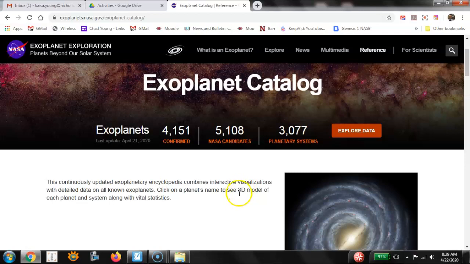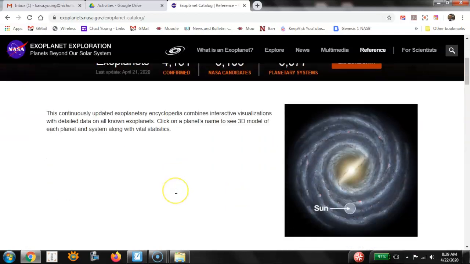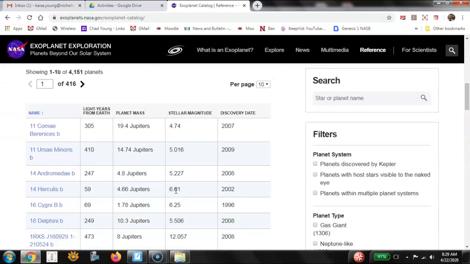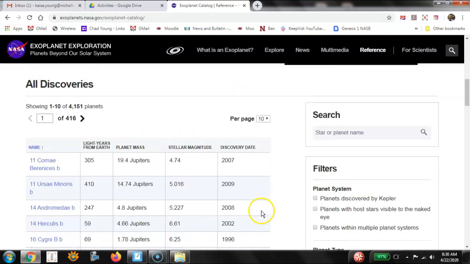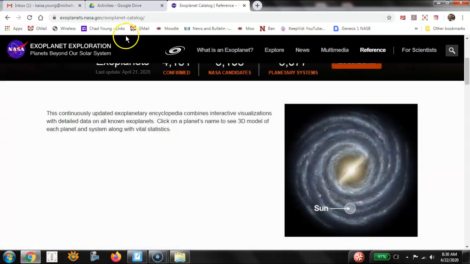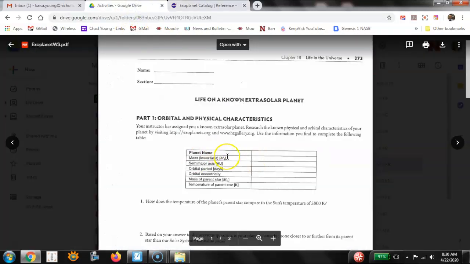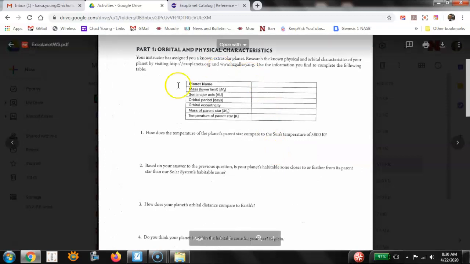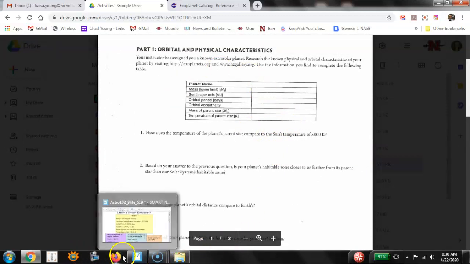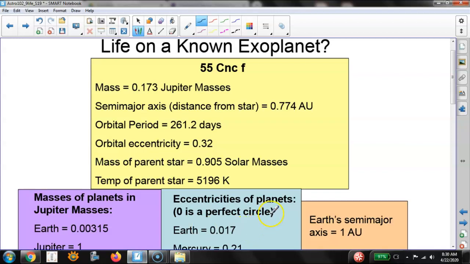You can actually look at real data from real planets. This tells you how many we found, and you can go and find things like where is it, how big is it, and what is its star like, just all those characteristics we talked about. But for this activity, rather than just picking a random one like it tells you to, I'm going to ask you to fill out this little table using the data that I give you. So I'm going to give you this table.